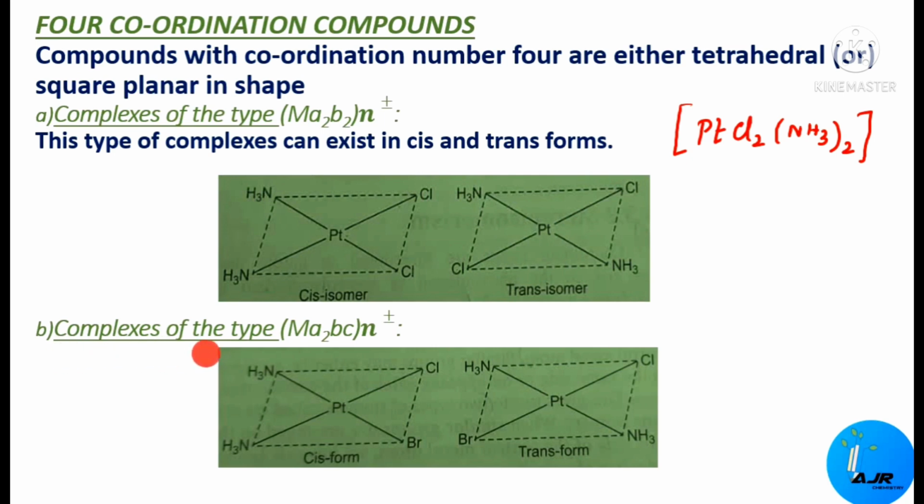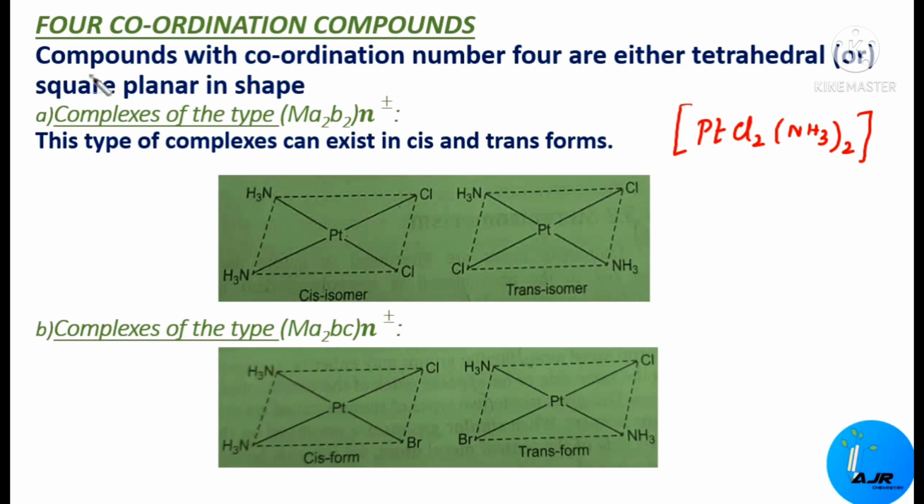Next we shall see the next type of complex which exhibits geometrical isomerism: complexes of the type Ma2BC, n plus or minus. See here, it is Ma2B2, but here it is Ma2BC. So three types of ligands are there. Understood? In this case, the cis isomer is obtained when the similar groups, that is, the similar groups A, are adjacent to each other.